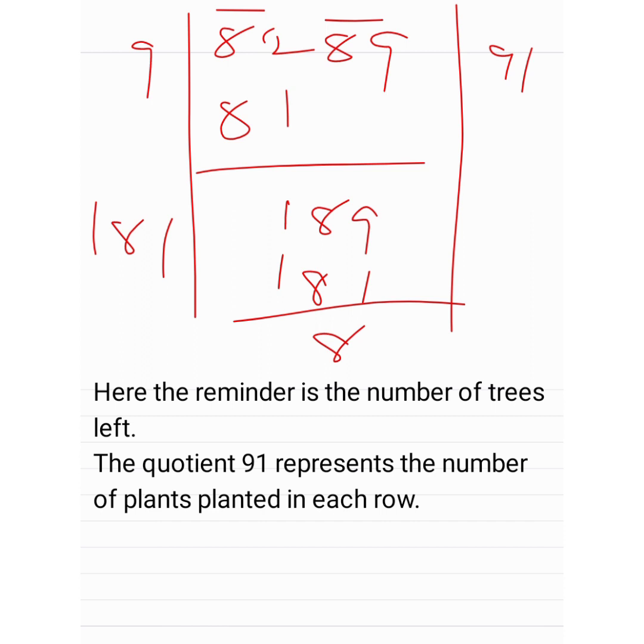So what is the perfect square nearer to 82? 9 9s are 81. 82 minus 81 is equal to 1. Bring down 89, so 189. Multiply the quotient 9 with 2 and write it as a new divisor. 2 into 9 is equal to 18. So once we write 1 in the quotient and divisor, 1 into 181 is equal to 181. 189 minus 181 is equal to 8. Here the remainder is the number of plants left. 8 plants were left. The quotient 91 represents the number of plants planted in each row. Therefore, 91 plants were planted in each row.